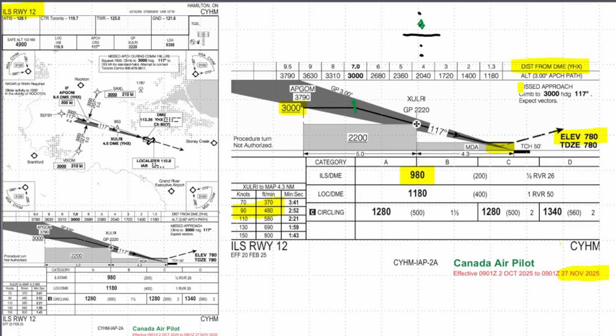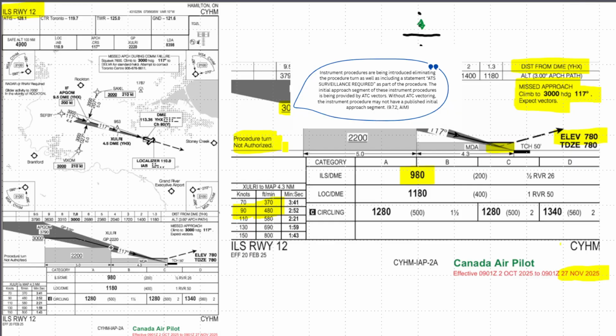Once we go missed, again, missed approach is a critical element here. So it's important to read, which is why I include this in the briefing. It just tells you missed approach, climb to 3,000, heading 117, expect vectors. Oh, okay, last thing that I didn't mention is this procedure turn not authorized. Well, first of all, it's just telling you that a procedure turn is not authorized. But what this can also mean is that because there's no procedure turn that's going to help you get onto the approach, ATC might actually be helping vector you onto that approach.